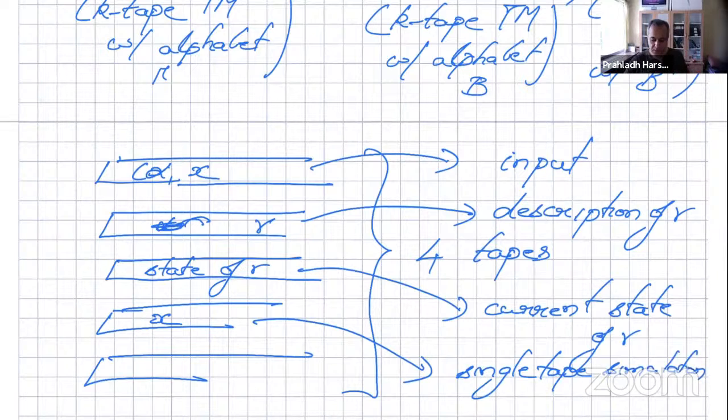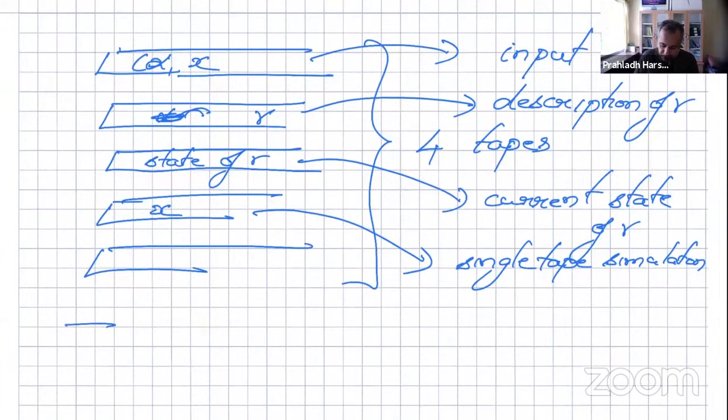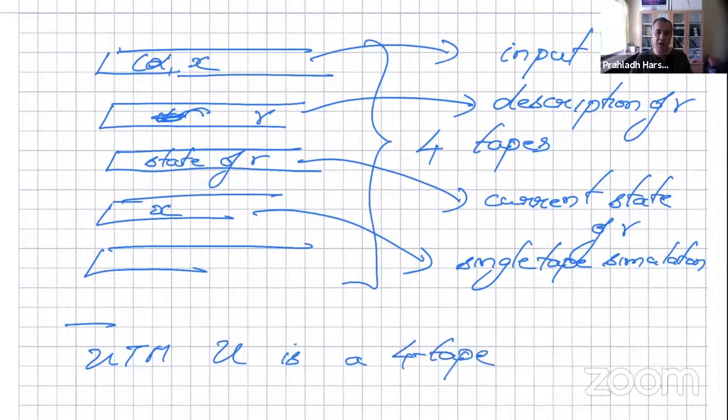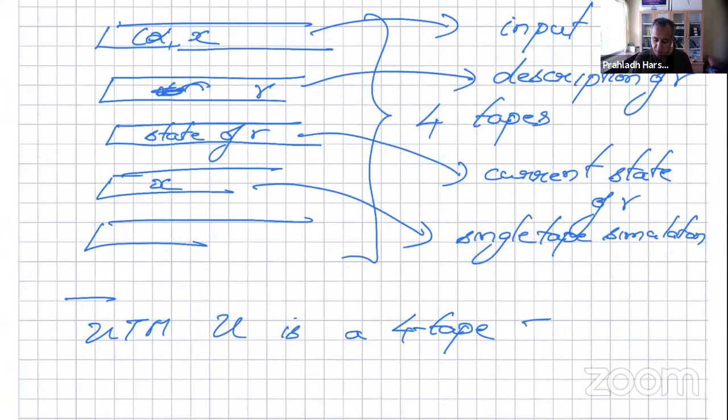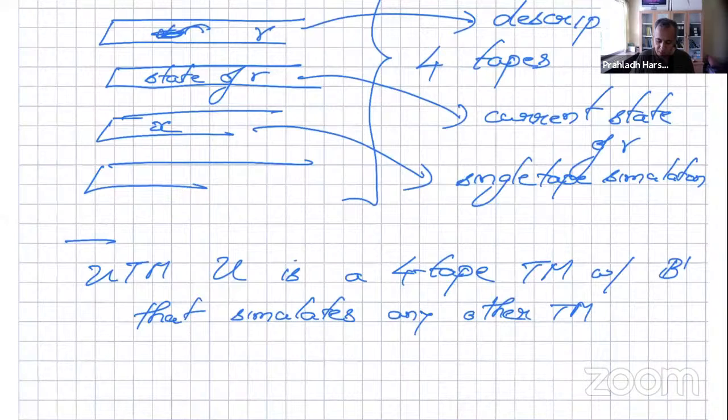That's the entire one. So this is actually the universal UTM. U is a 4-tape machine. You can now once again convert this into a single tape with another quadratic overhead if you want to, but it's a single tape. It's a 4-tape Turing machine with alphabet, say, some B prime, that simulates any other Turing machine with at most a quadratic overhead.